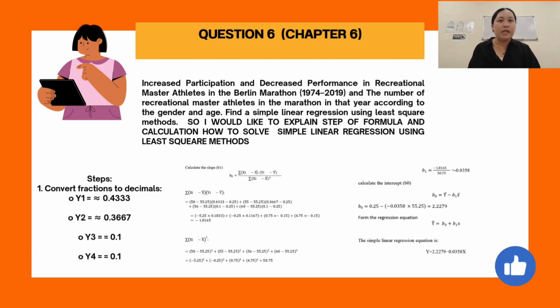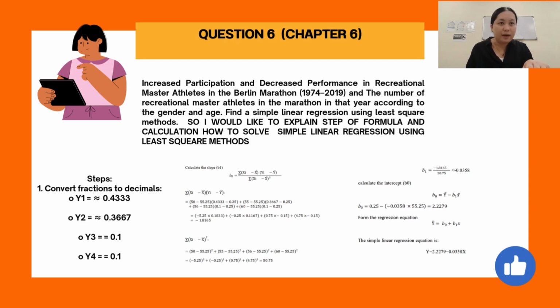The formula for the slope beta 1 is b sub 1 equals the summation of (x sub i minus x bar) times (y sub i minus y bar), divided by the summation of (x sub i minus x bar) squared. The summation of (x sub i minus x bar) times (y sub i minus y bar) is calculated as (50 minus 55.25) times (0.433 minus 0.25) plus (55 minus 55.25) times (0.3667 minus 0.25). The result is negative 1.8165.